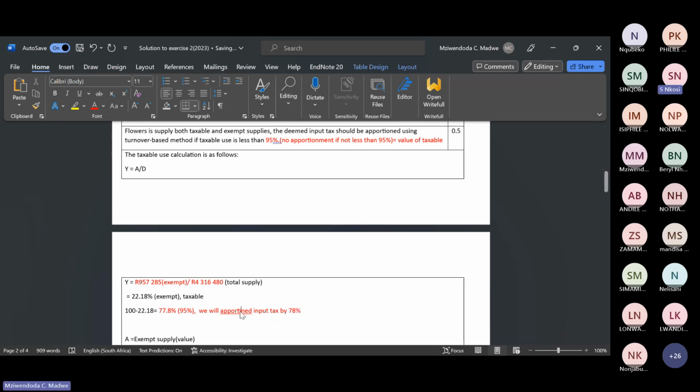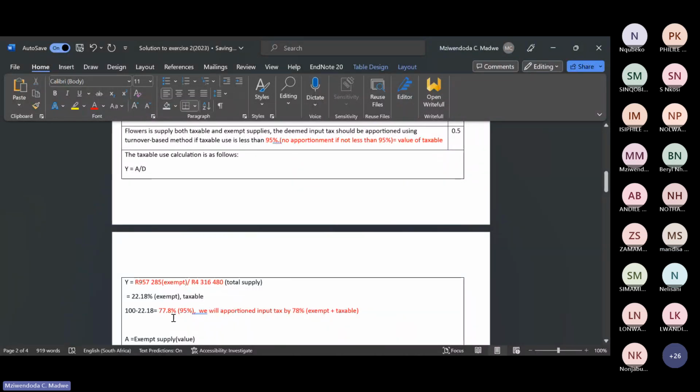So any input which is for both exempt and taxable should be apportioned by 78%.